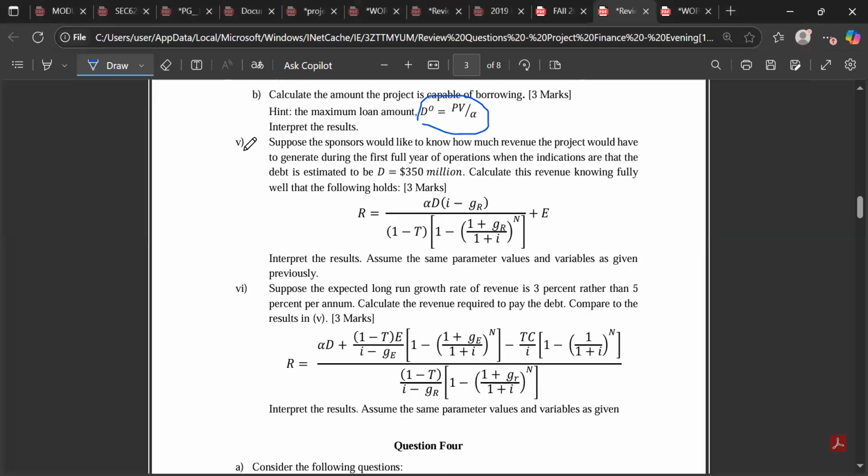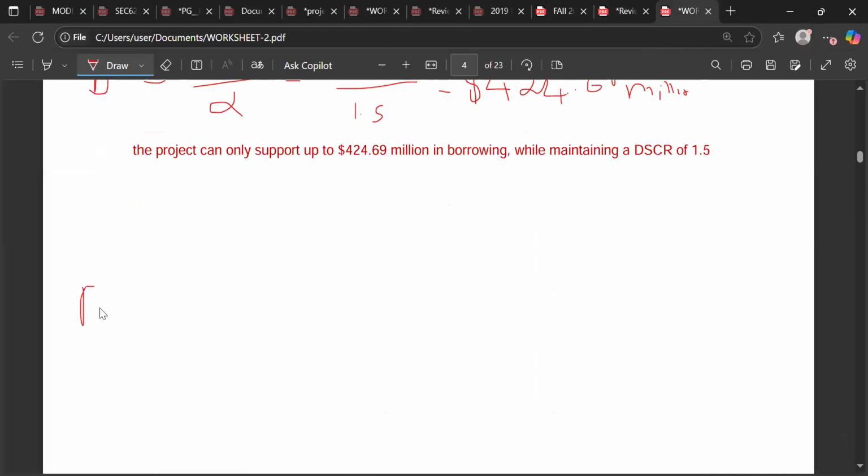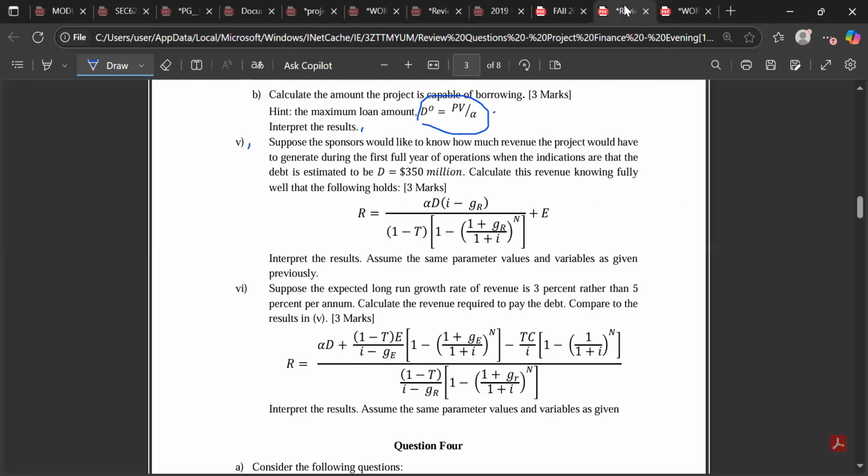Okay, let's look at part 5 now. We've done everything here. Answering this question is 2 marks, and interpreting is another 1 mark, giving 3 marks in total. Part 5 says, suppose the sponsors would like to know how much revenue the project would generate in the first full year of operations, when the indications are that debt is 350 million. Calculate this revenue, given the formula for revenue here. Total revenue R will be equal to, just a moment.